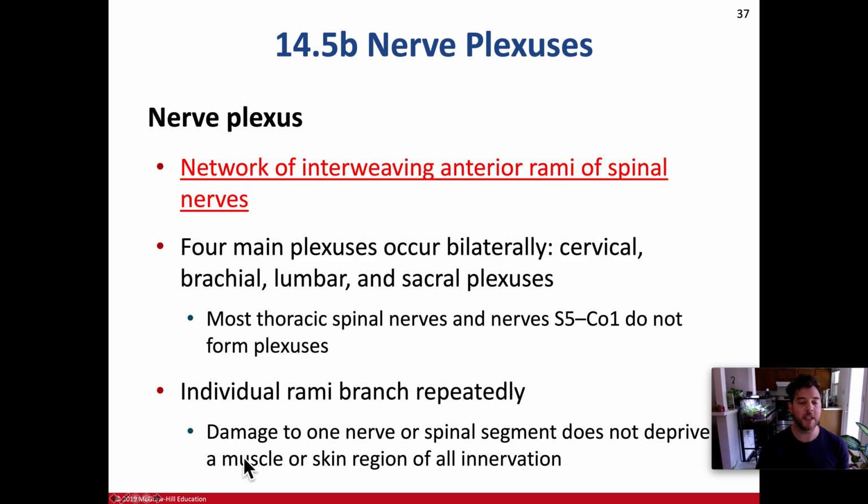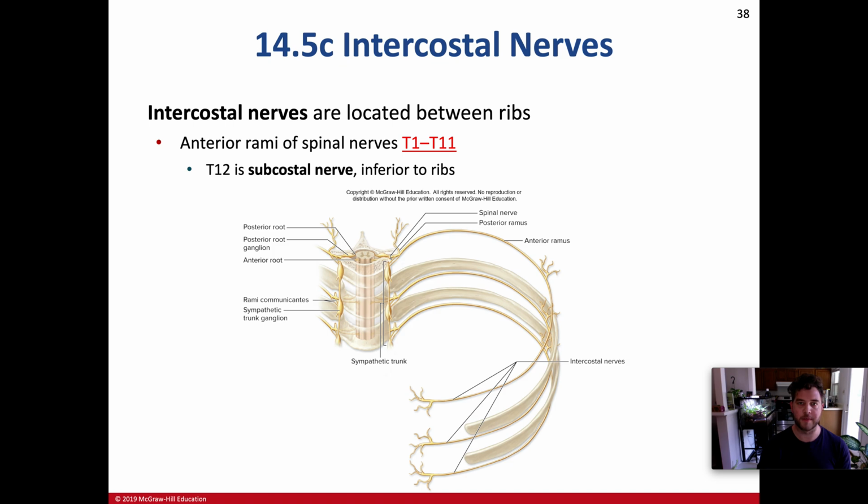Individual rami branch repeatedly. Damage to one nerve or spinal segment does not deprive a muscle or skin of all innervation. This is just a redundancy factor in our body, so that way you're not relying on one spinal nerve to do everything, because it splits so much and because these nerves group and separate and join and separate. You have multiple spinal nerves that are involved in innervating different structures. And I should say spinal segment. I like the spinal segment better than spinal nerve.